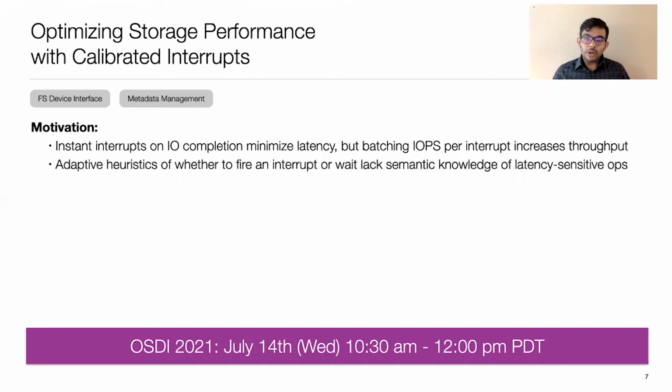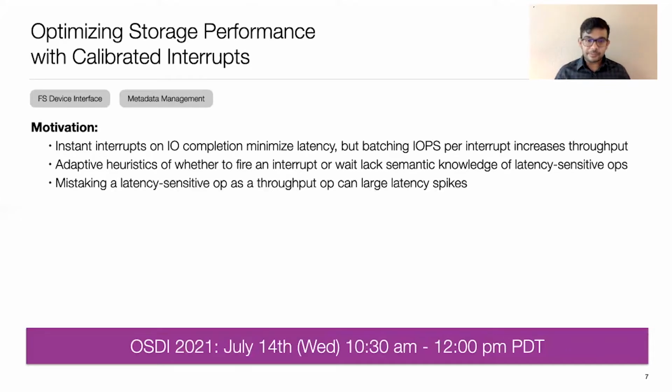Now, to navigate through these competing goals, people have developed adaptive heuristics of whether it is better to fire an interrupt instantly or wait. But the authors of this paper argue that today's adaptive heuristic frameworks are not intelligent enough. Rather, they don't have the knowledge of which apps are latency sensitive, which operations are latency sensitive. And the problem with that is, if by mistake it misidentifies a latency sensitive operation as one that can wait for batching interrupts, it may cause large latency spikes, which might be unacceptable.